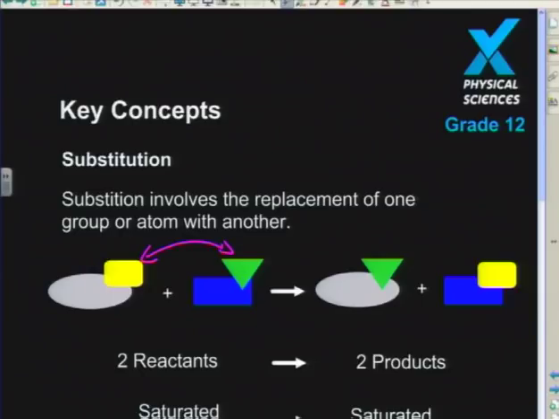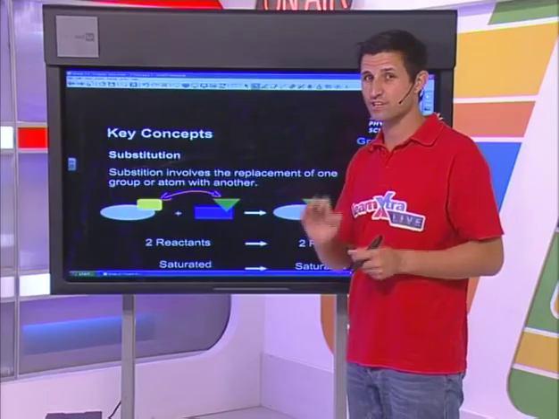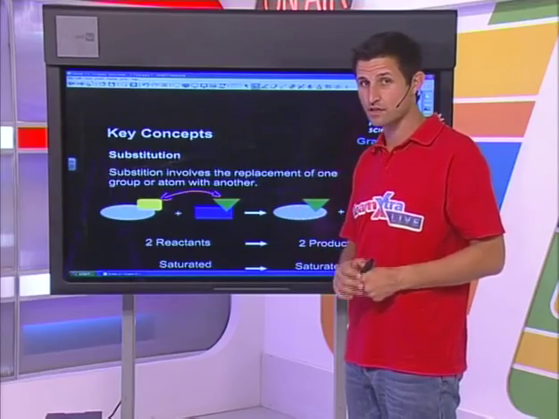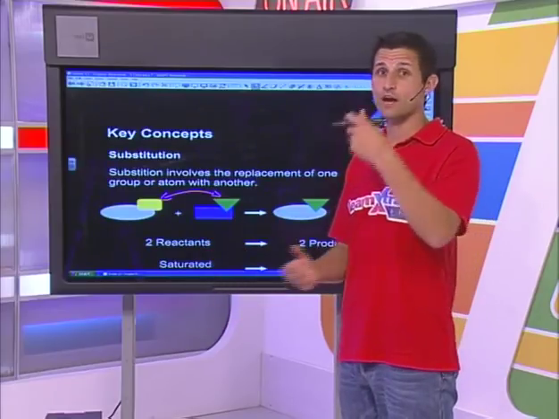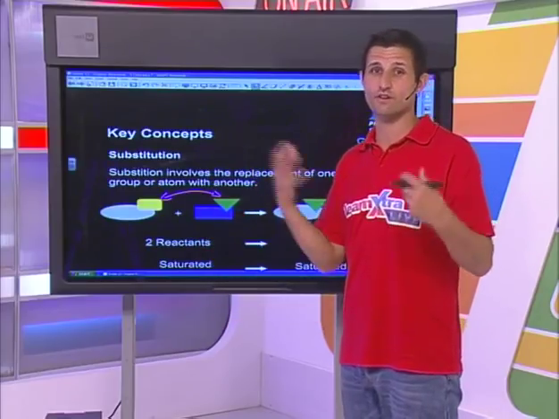So here's the first thing I want you to look for. I've got two reactants on the left-hand side. I've got two products. That's your first clue that you might have a substitution on your hands. But I'm not always sure, and sometimes it's not exactly clear how many reactants there are because of the way that they've asked me the question.